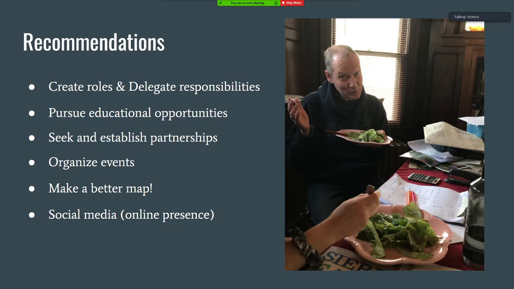Okay, so our overall recommendations are to create roles and delegate responsibilities, pursue educational opportunities within the community, seek and establish partnerships, organize fun events and productive events, make a better map that is sustainable and won't get lost, and have a stronger online presence, because I think a lot of people could be reached through social media and a lot of people would be really excited to see what the Hawley Hamlet is doing.